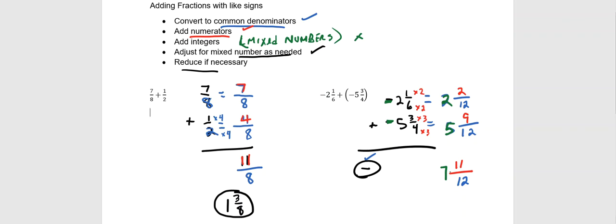So I look one more time. Is that a normal looking mixed number? Yes, it is. So 7 and 11/12. It's not like there's too many in the numerator that I need to carry over. So our final answer, since it's fully reduced, would be negative. Don't forget it was two negatives being added. Negative 7 and 11/12 is the answer to negative 2 1/6 plus negative 5 and 3/4.